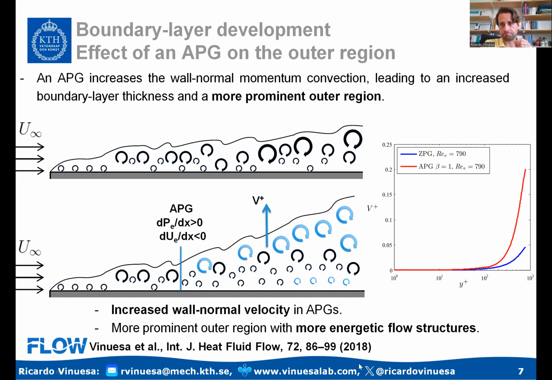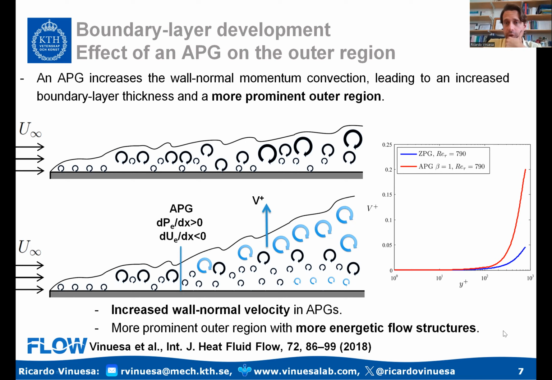First, we have migration of some of the small-scale energy close to the wall towards the outer region due to that increased wall normal velocity. And then you have also more energetic scales in the outer region due to the increased production there. And that's due to the different shear, which then couples with different Reynolds stresses, basically leading to more local production of turbulent kinetic energy in that outer region.